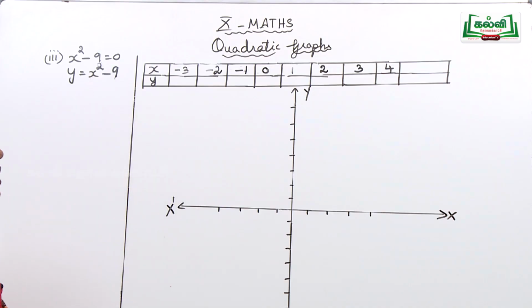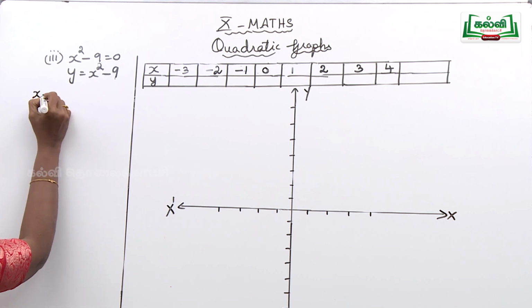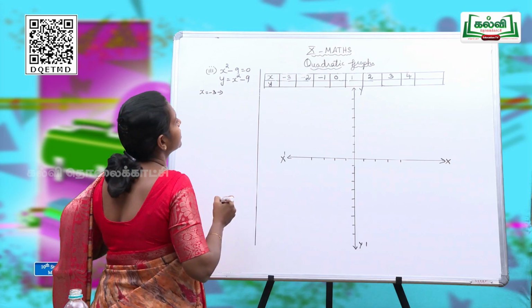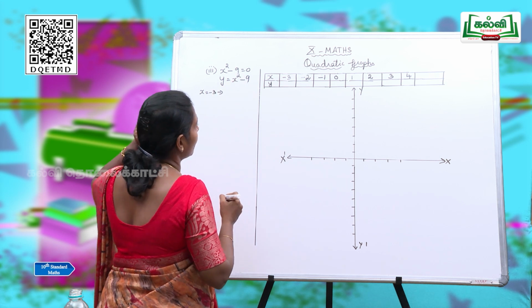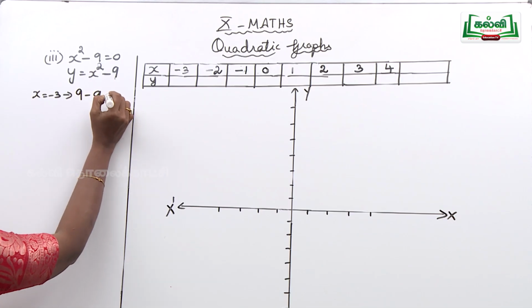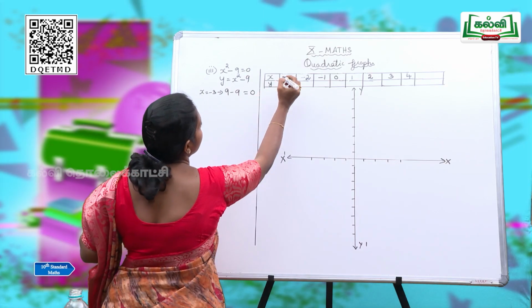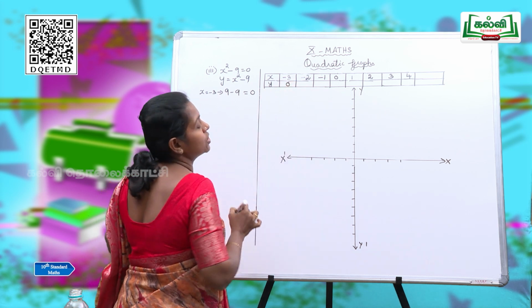Now, y is equal to x squared minus 9. So, first we have to apply x equal to minus 3. So, what will you get? y will be minus 3 squared. That means what? Plus 9. Already minus 9 is there. So, you will be getting 0. So, immediately you have to plot here minus 3 and 0.